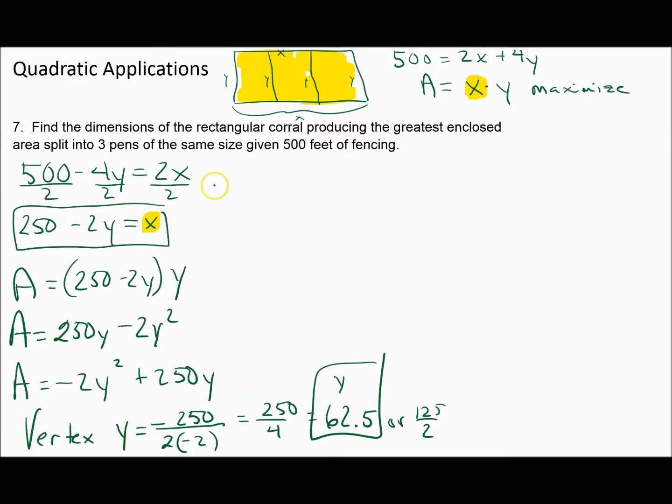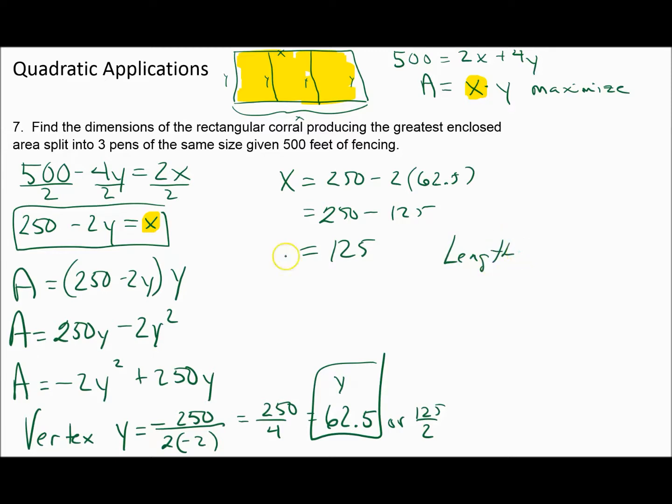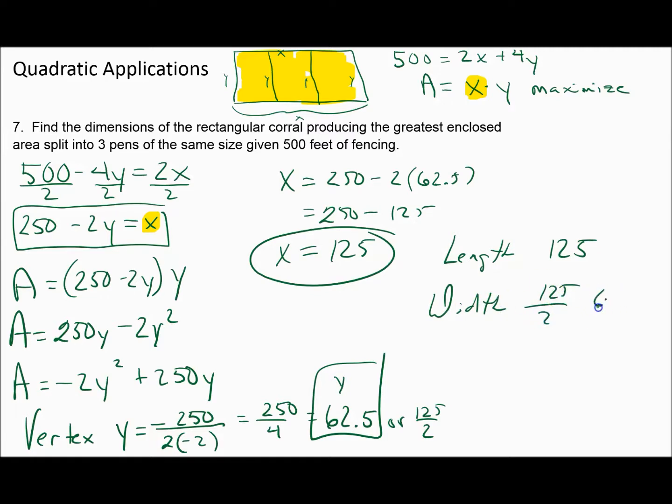X over here, so I squared it off. X is equal to 250 minus 2 times 62.5. That's 250 minus 125. 250 subtract 125 is 125. So basically, we could say our length is the x value right here at 125. And our width is the y value, which is either 125 over 2 if they want it as a fraction, or 62.5 if they'll accept a decimal.